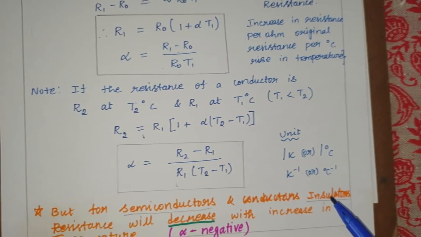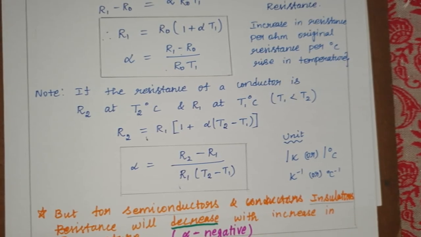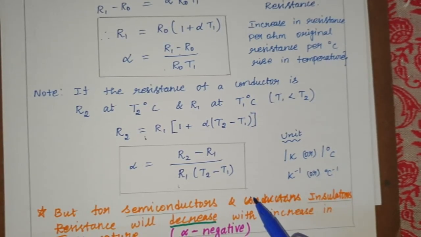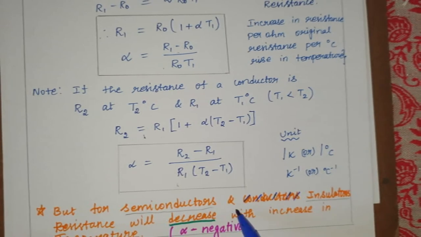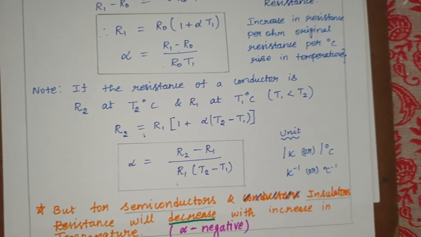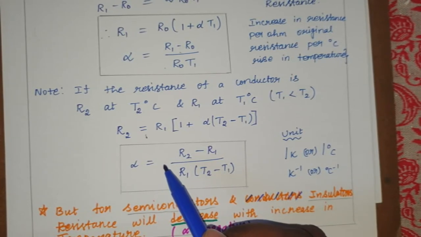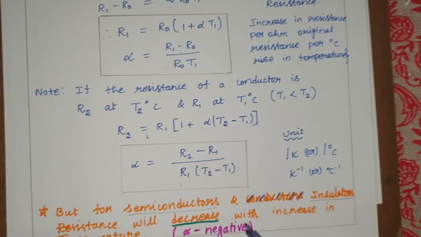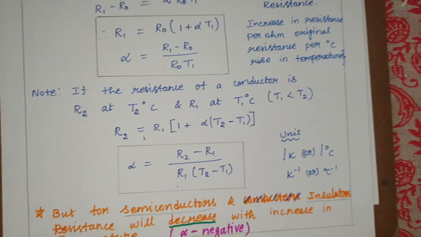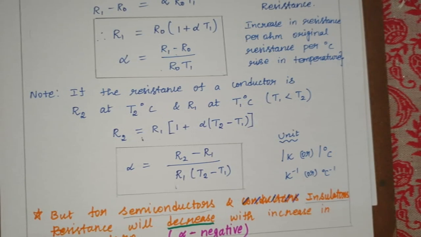And we already discussed that in semiconductors and insulators, the resistance will decrease with the increase in temperature. And we have to take alpha as negative for that, because when the temperature increases, R2 will be lesser than R1. So you will get a negative value. So the conductor which conducts electricity with a negative temperature coefficient is known as a thermistor. Here the semiconductors and insulators have an alpha value that is negative.